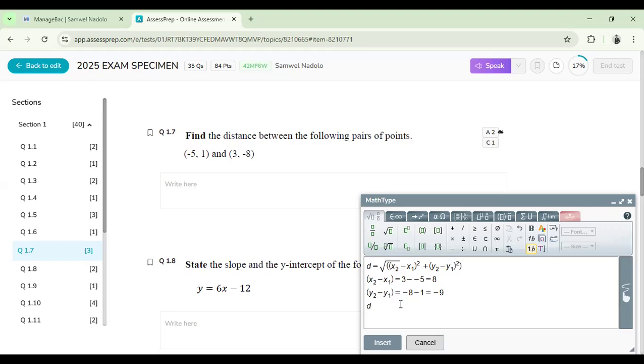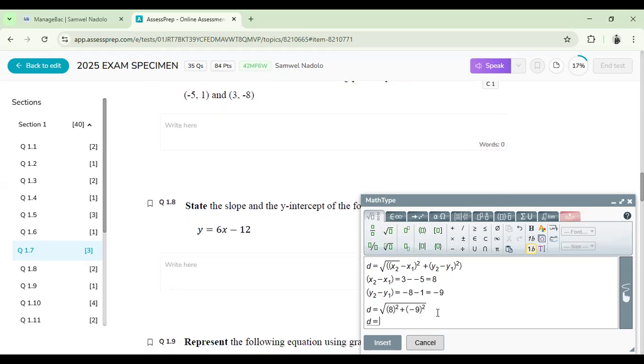So for me to use the formula, I'll say d is equals to square root. Let me put bracket 8 squared because that is x2 minus x1, 8 squared. And then I'll add y2 minus y1, which is minus 9. And then I put squared. Make sure you write this because there's a C mark there to show that you have really used the formula.